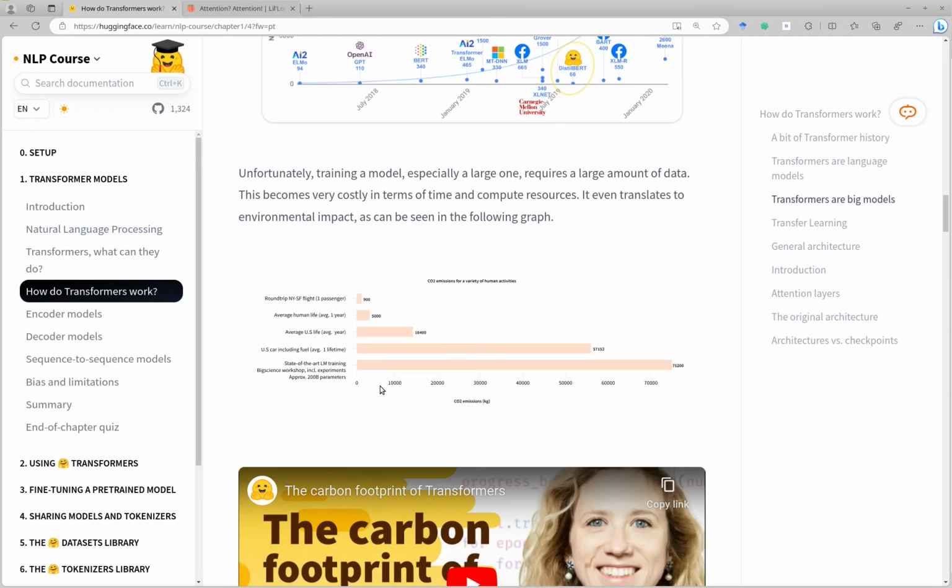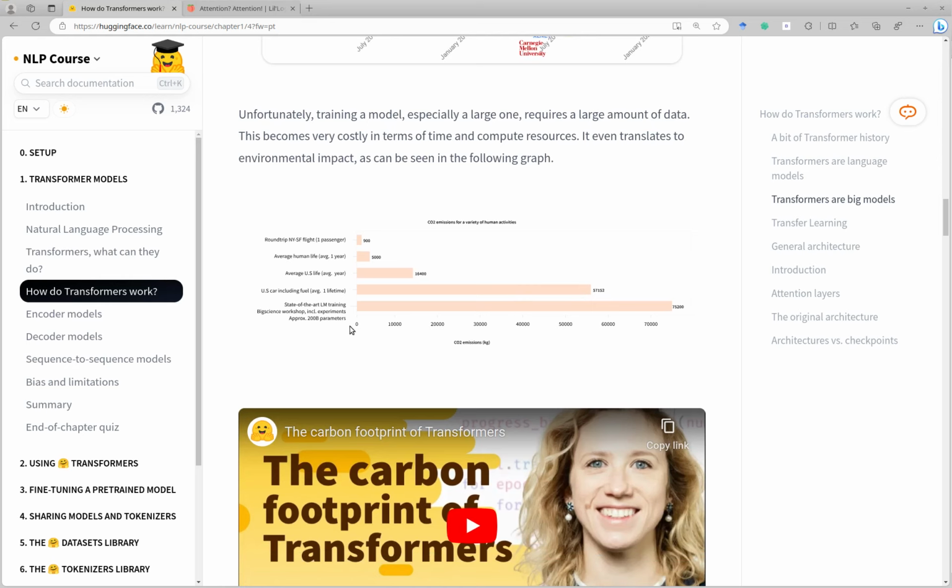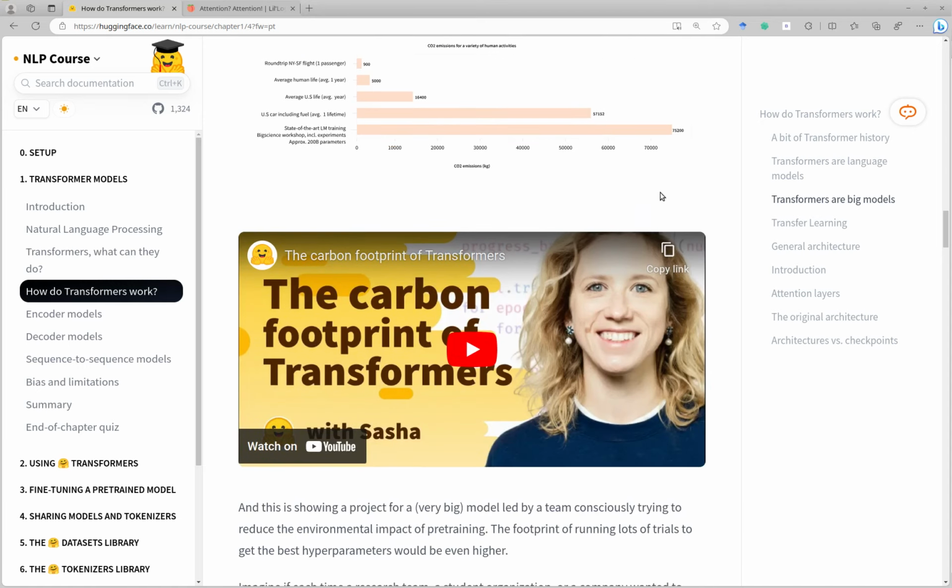As we can see in this chart, CO2 emission for a variety of human activities, and the state-of-the-art LLM (large language model) training, the BigScience workshop including experiments, with approximately 200 billion parameters, produced a CO2 emission of 75,200 kg. So that's a very large number.